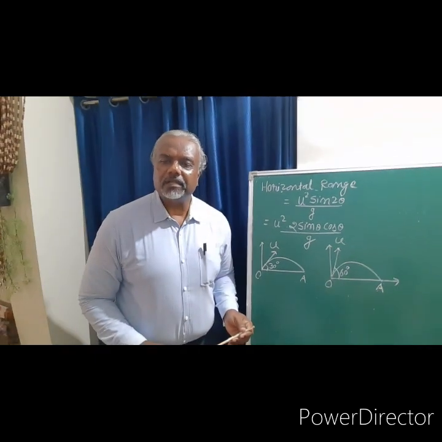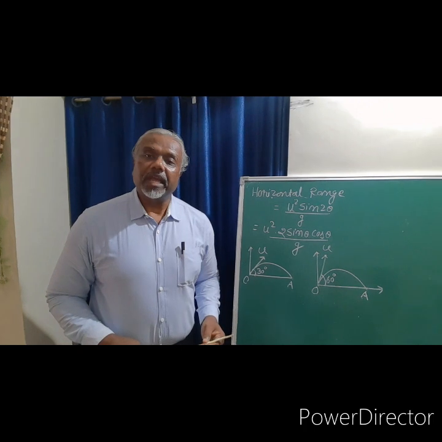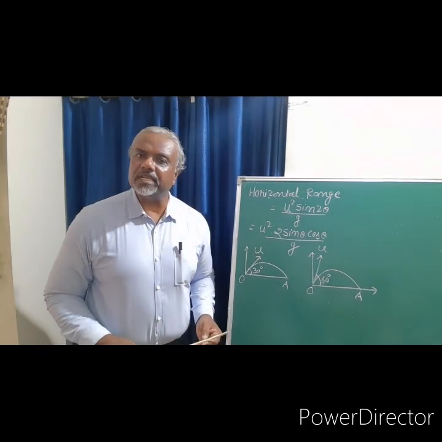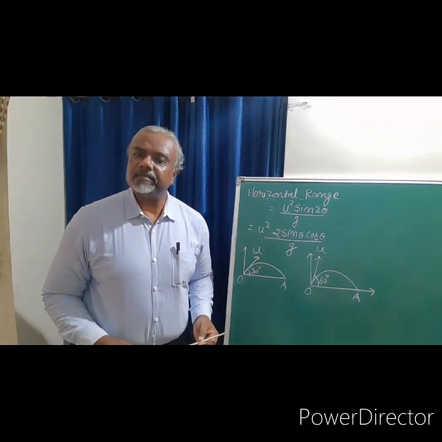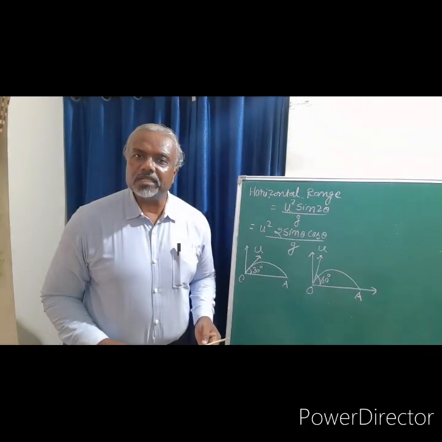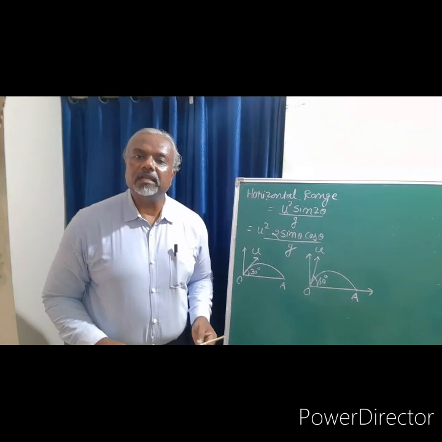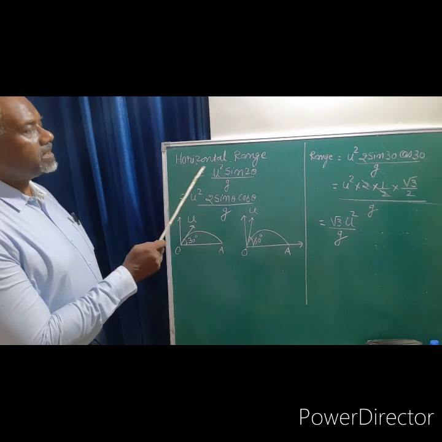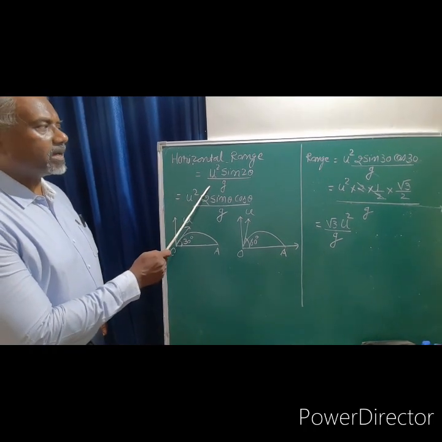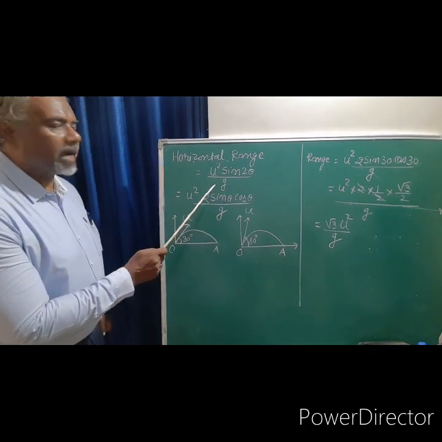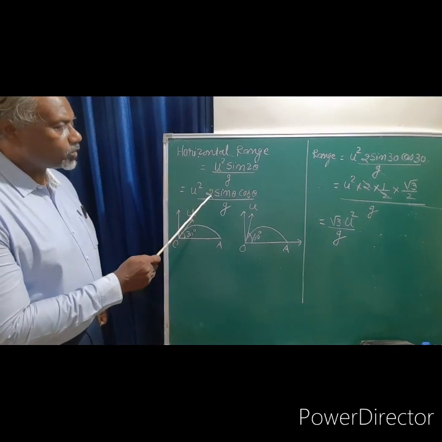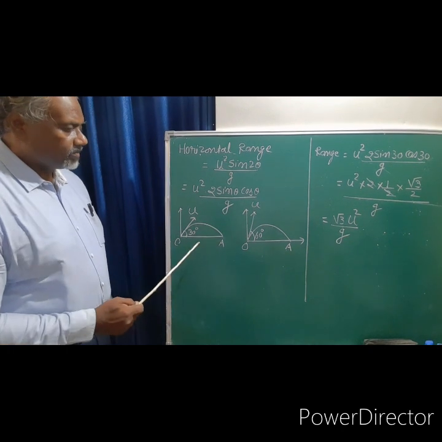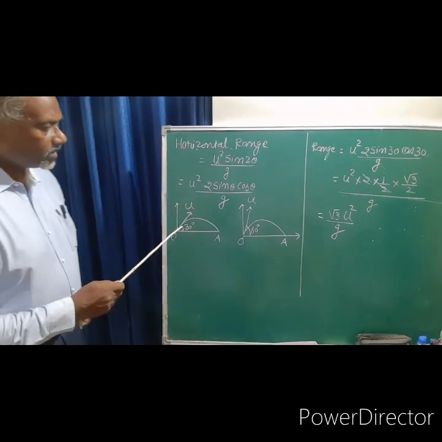How is it possible? Yes, you can try it in the field: throw a javelin at two different angles, 30 degrees and 60 degrees, with the same velocity. You will get the same horizontal range. How will you prove this mathematically? Horizontal range is equal to u square sin 2 theta by g, or u square 2 sin theta cos theta by g.